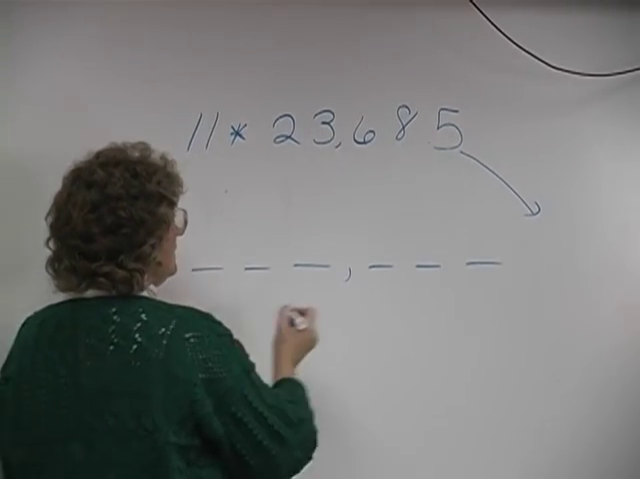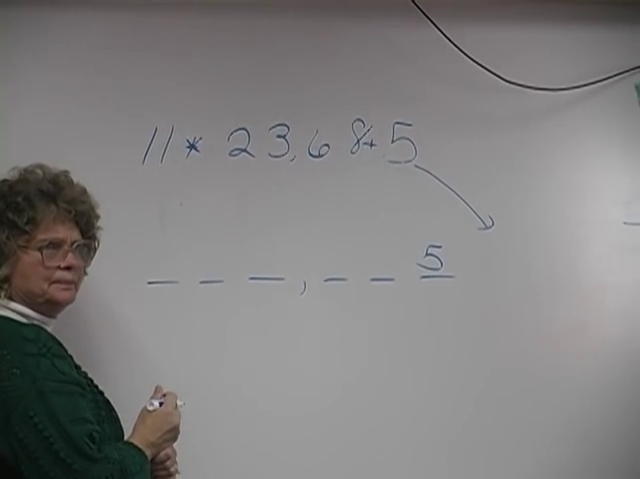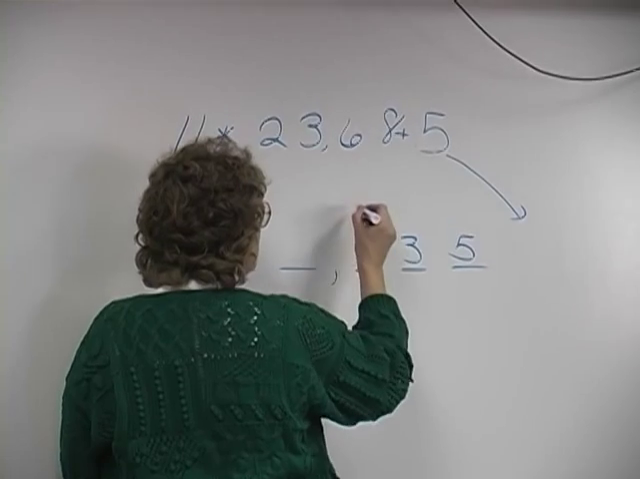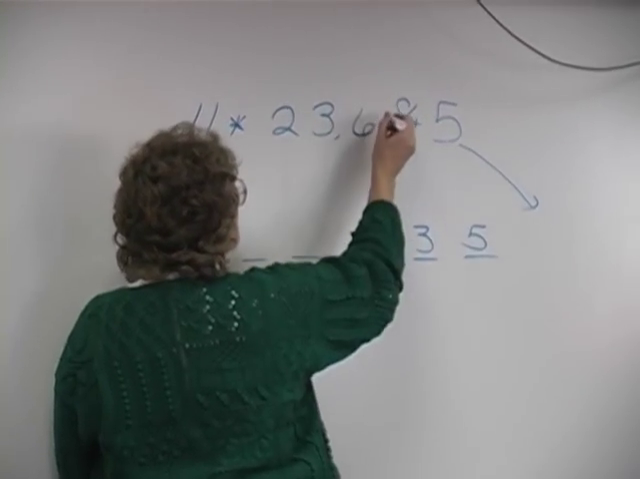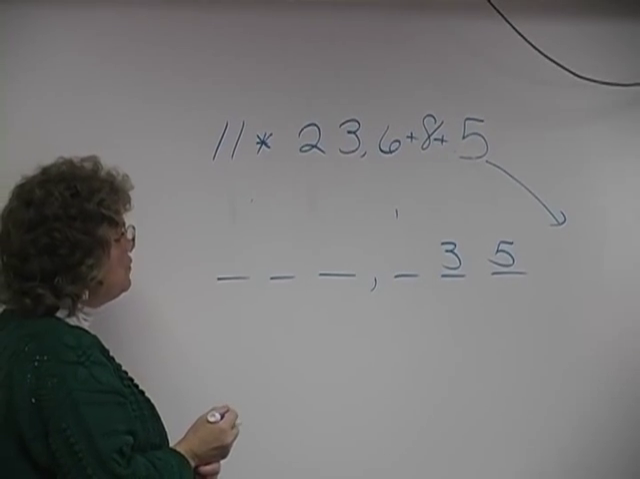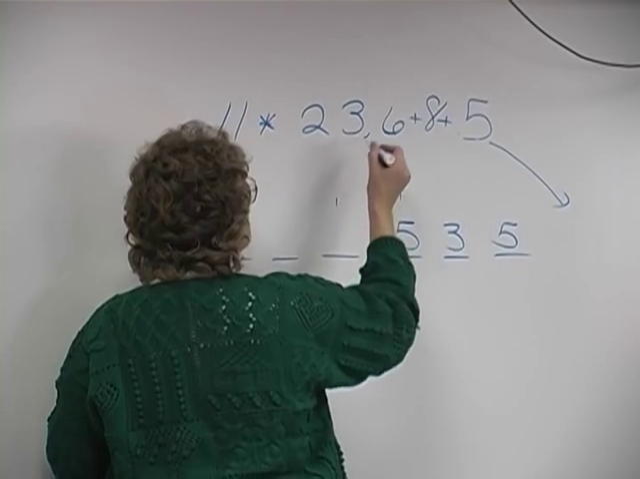Okay, we know what goes here. What's that? 5. Now I have to do this. What's that? 3. 13. 13, so? And then I have to remember one, right? Yeah. How much is this? 14. That's 14 plus 15. And I have to remember one. What's this?